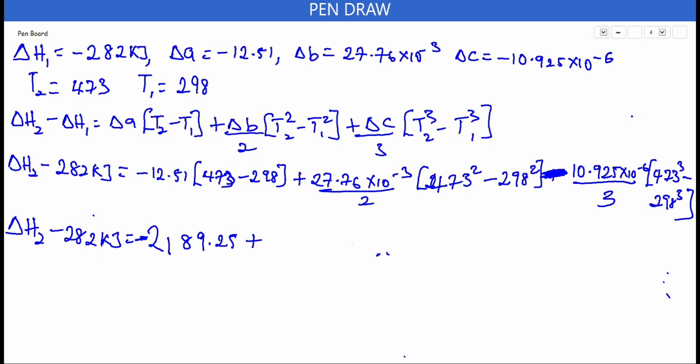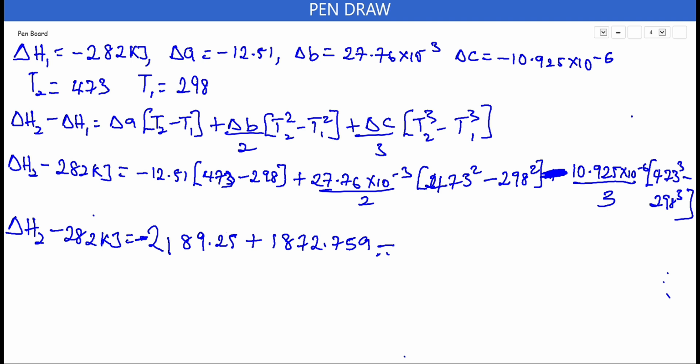Good. And then the next one is 27.76 to multiply 10 raised to power minus 3. Good. Don't forget we are dividing it by 2. Then we open your bracket, we have 473 squared minus 298 squared. You can just easily press the calculator to get our answer. So what we have here is 1872.759.